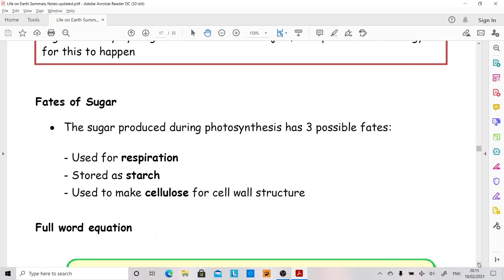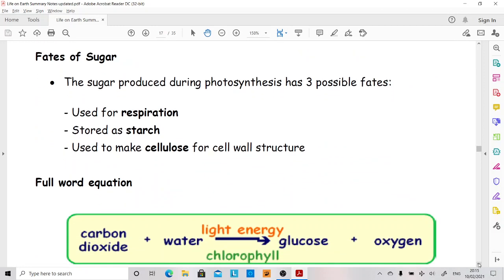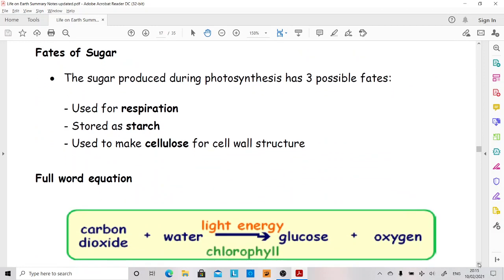Another important exam question is what happens to the sugar produced in photosynthesis? Well, there are 3 possible uses for it. The first one is for using it for respiration. The glucose that we are familiar with at the start of respiration, plants use that glucose, which is the sugar they've made, for respiration. Plants do respiration all the time. They need to make ATP.